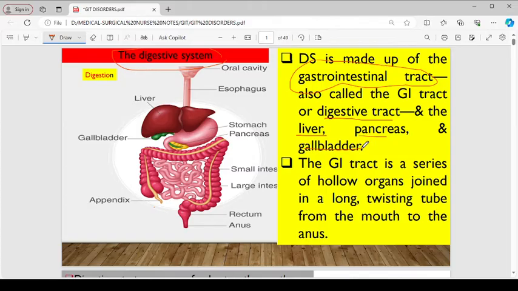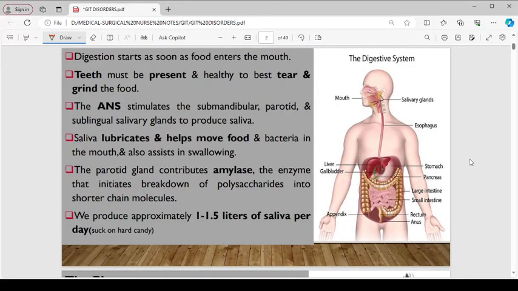The GI tract is just a series of hollow organs that are usually joined in a long, twisted tube from the mouth to the anus, right? From the mouth to the anus. That is the tract. Then we can add these other accessory organs to make up the digestive system. So the main essence of this system is to carry out the process of digestion, and digestion usually starts as soon as food enters the mouth.